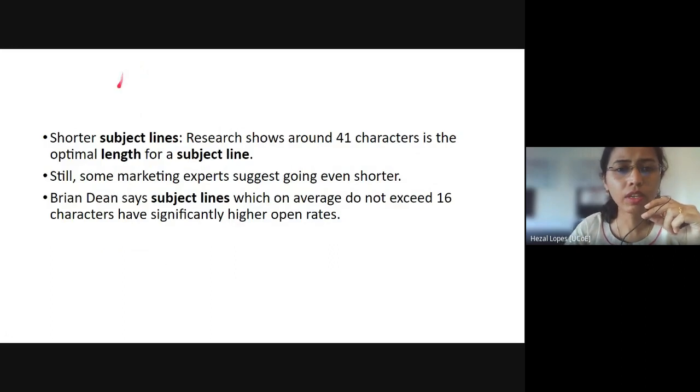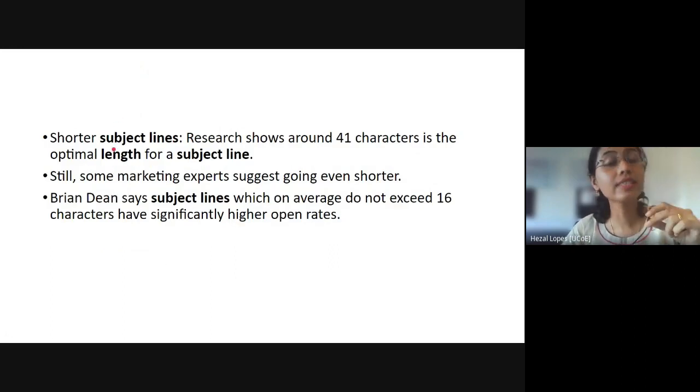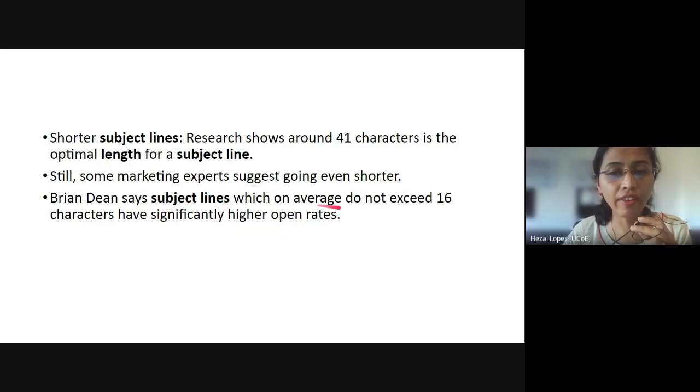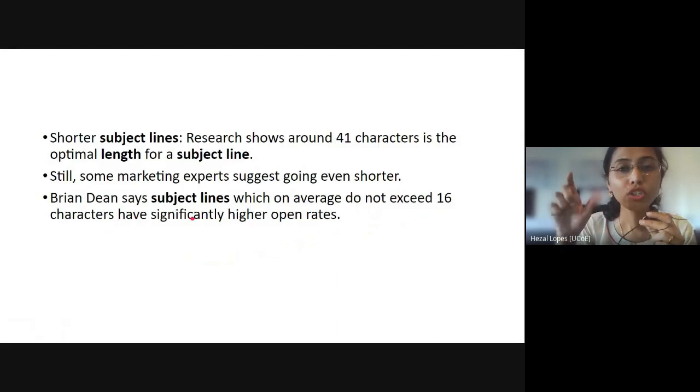Okay. So let's understand what the size of your subject line should be. Shorter subject line. As per research, around 41 characters is the optimal length for the subject line. Still, some marketing experts suggest going even shorter. Brian Dean says subject lines which on average do not exceed 16 characters have significantly higher open rates. The shorter the message, the higher the open rates.